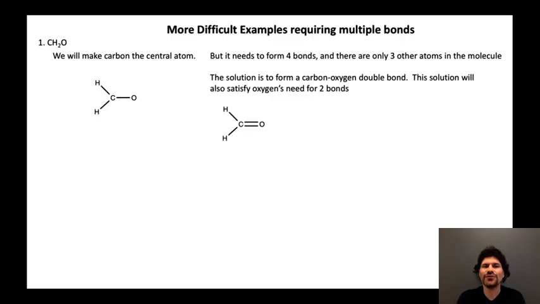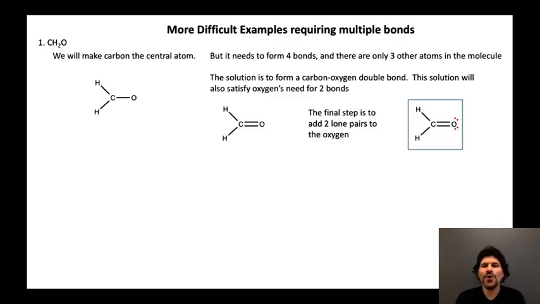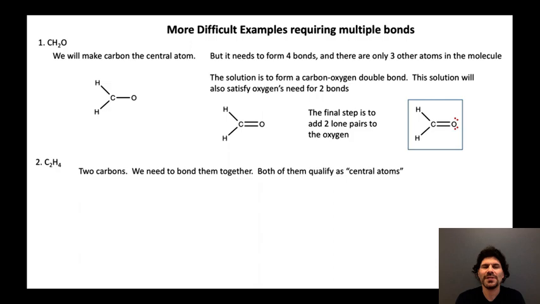Because in the initial structure I drew, oxygen was only forming 1 bond, and we know that oxygen needs to have 2. Okay, and then just like in the last example, the final step is to add the 2 lone pairs to the oxygen to get a correct Lewis structure. Don't forget that step, otherwise oxygen only has 4 electrons around it and not 8.